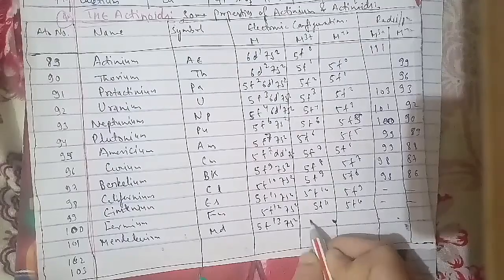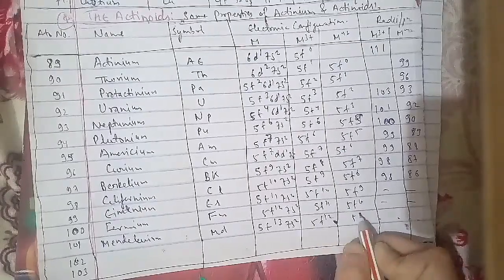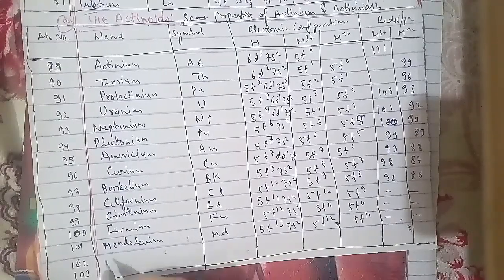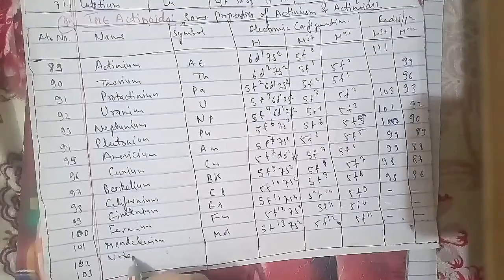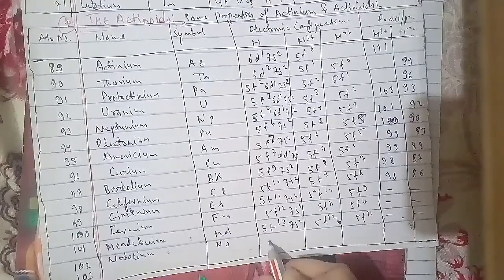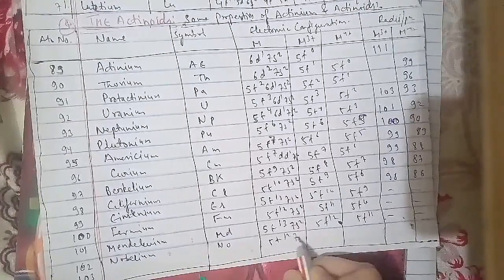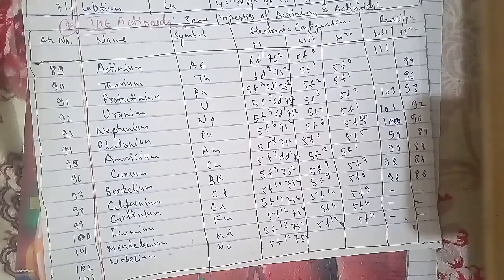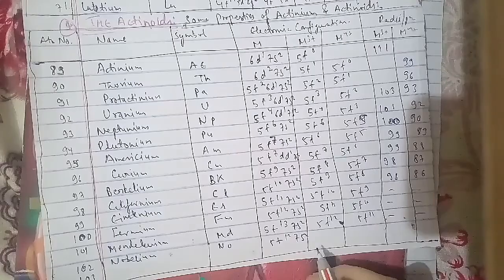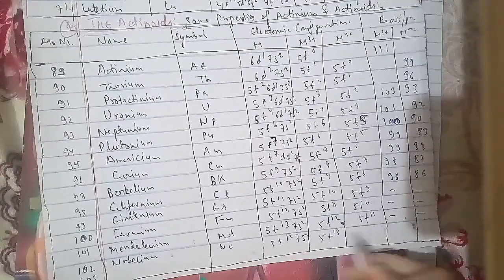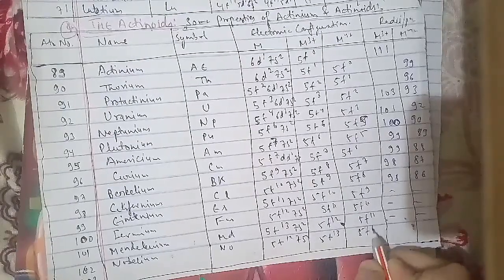In the same cases here, the actinoids are radioactive elements, and the earlier members have relatively long half lives, and the latter ones have half life values ranging from a day to 3 minutes for lawrencium, which is Z equals 103. The latter members could be prepared only in nanogram quantities. These facts render their study more difficult.